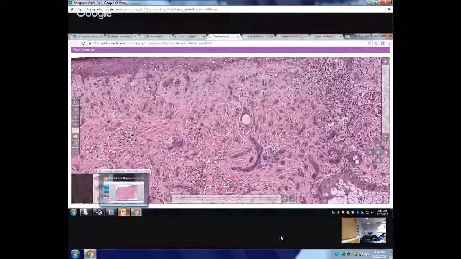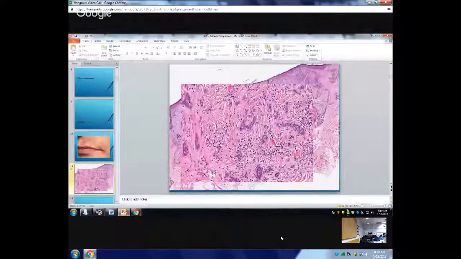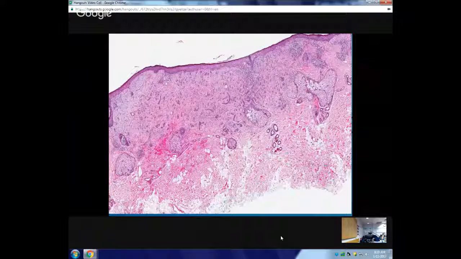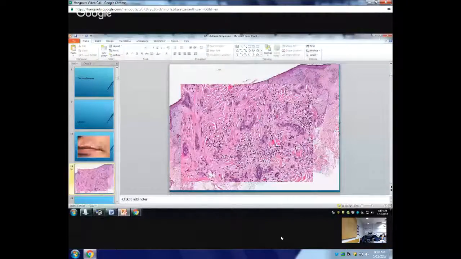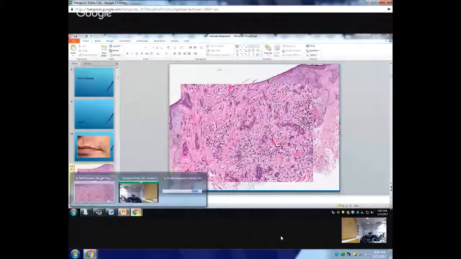Any questions about this trichoepithelioma? So is this the classic variant of trichoepithelioma, or is this the desmoplastic? This is the desmoplastic one. Let's pull out a classic so we can talk about a classic variant of trichoepithelioma.